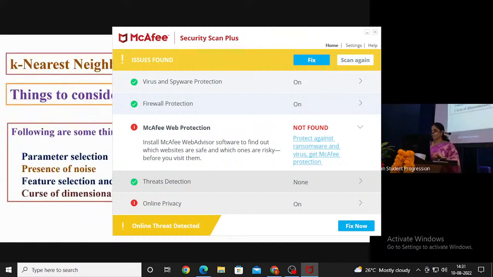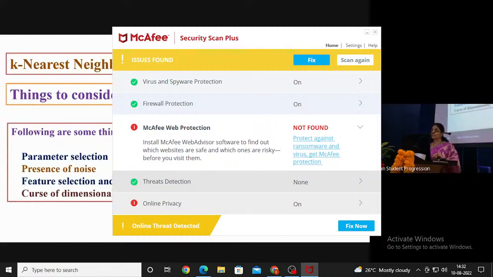Now, what are the four things that you need to consider when you are going for the KNN algorithm? For any sort of machine learning algorithm, your data processing is obviously needed. And how do you handle the noise? That is another important factor that you need to look at. And then comes the parameter selection. In our case, what is the parameter that we are choosy about? We are choosy about the K, the value of K. And then feature selection and scaling.